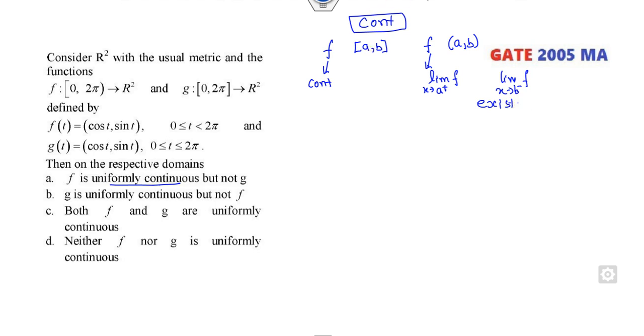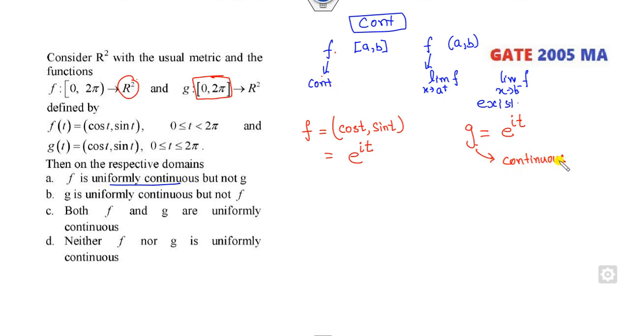Now very simple, the function f is given to you as cos of t and sin of t. So the domain is in R2. Can I write this function as this? Similarly, g is again here. These are the elements of this. Now g is on a closed interval, so you have to check only that g is a continuous function.